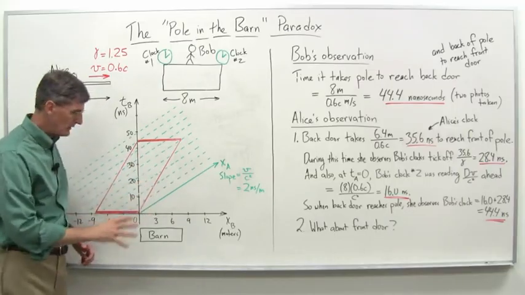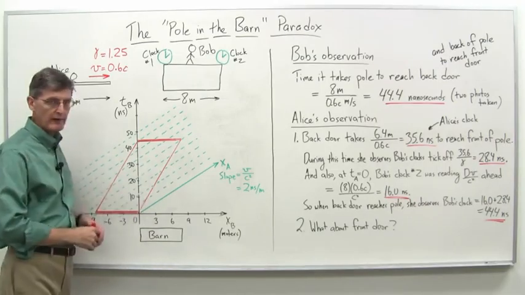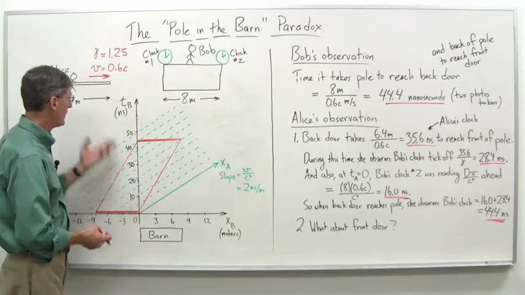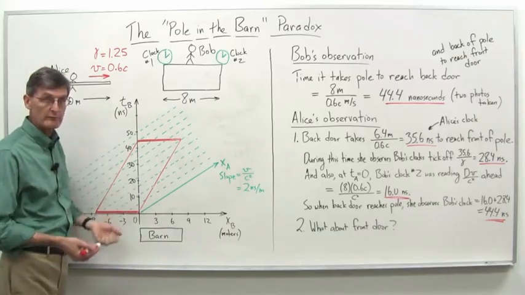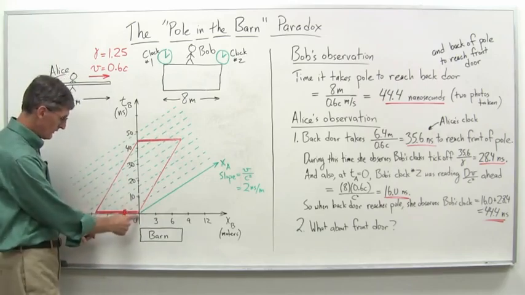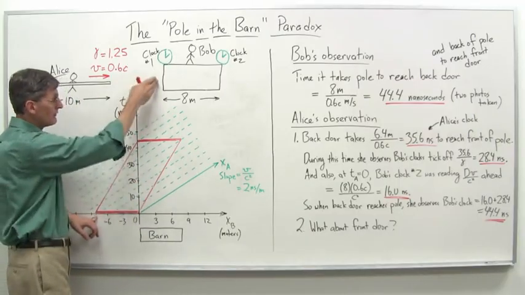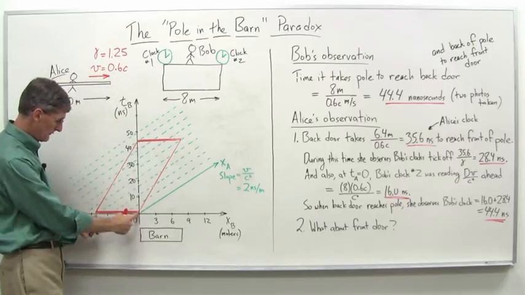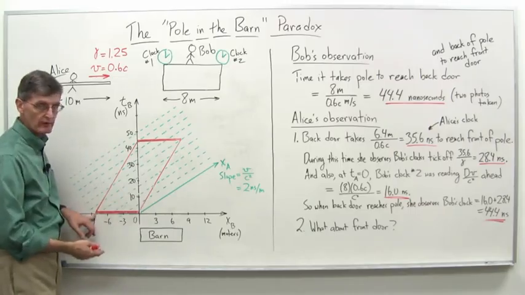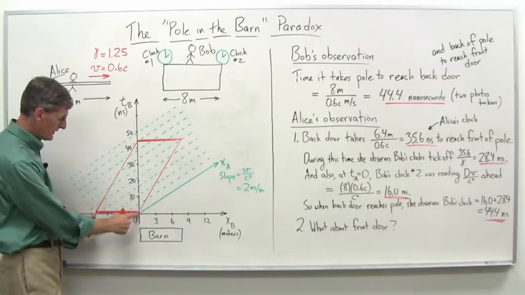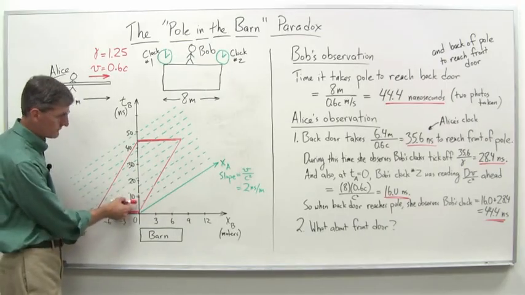We'll get to the green stuff in a minute, but the red is essentially the space-time path, the world line of Alice's pole as she moves through the barn from Bob's perspective. So right here at this point, at t sub b equals 0, the pole is just at the front door of the barn and goes backwards here 8 meters, because that's the length that Bob sees the pole being.